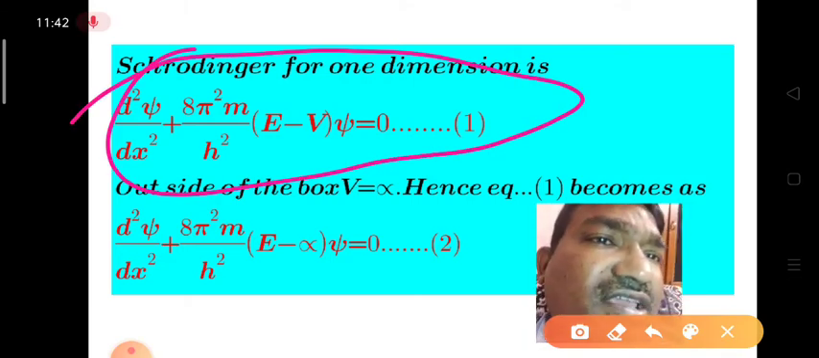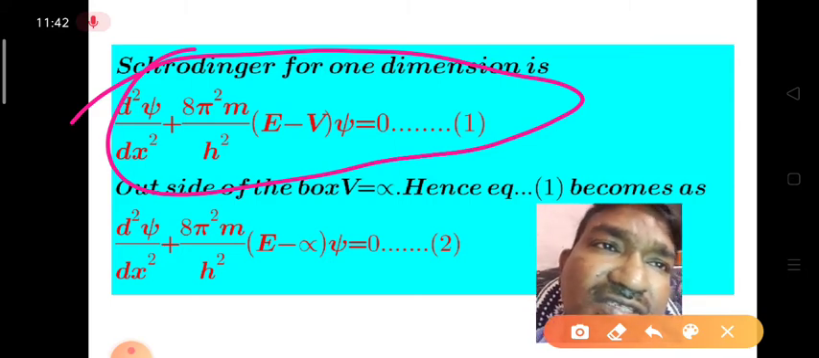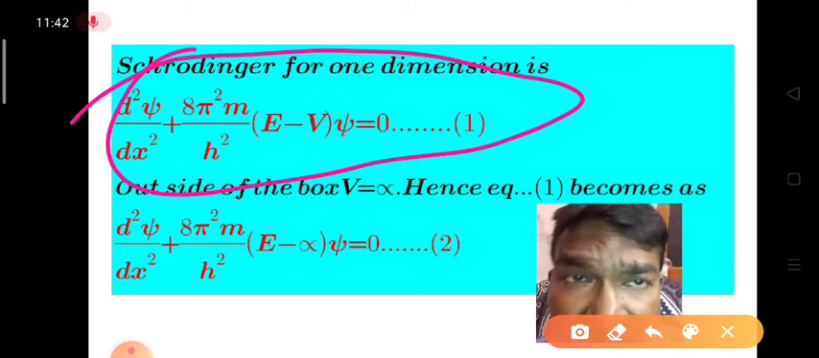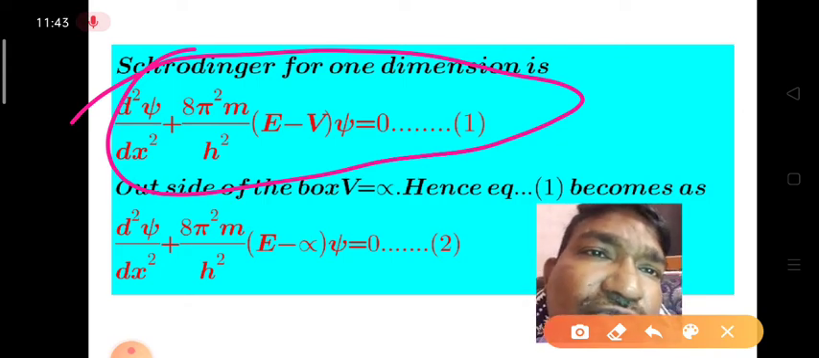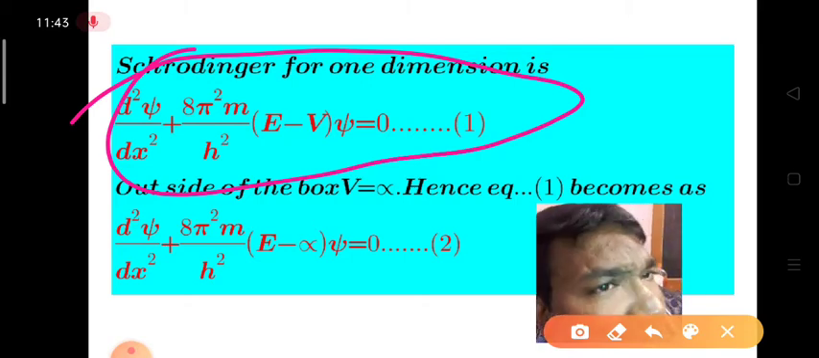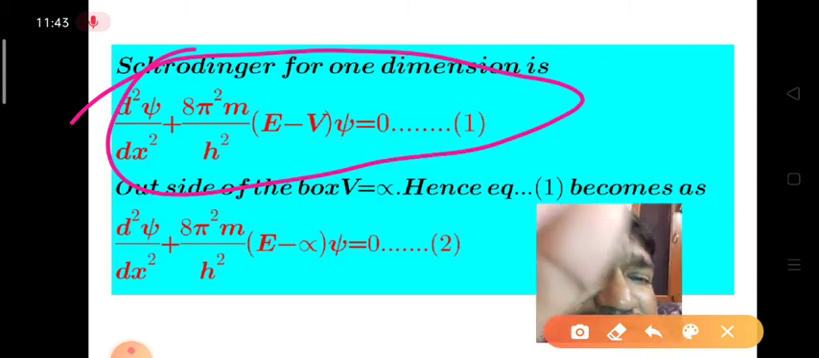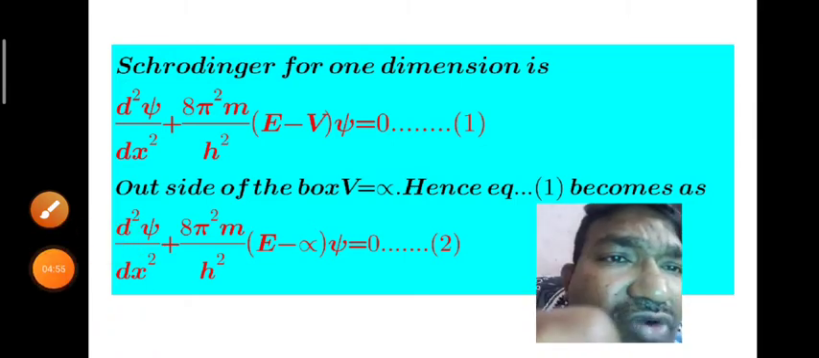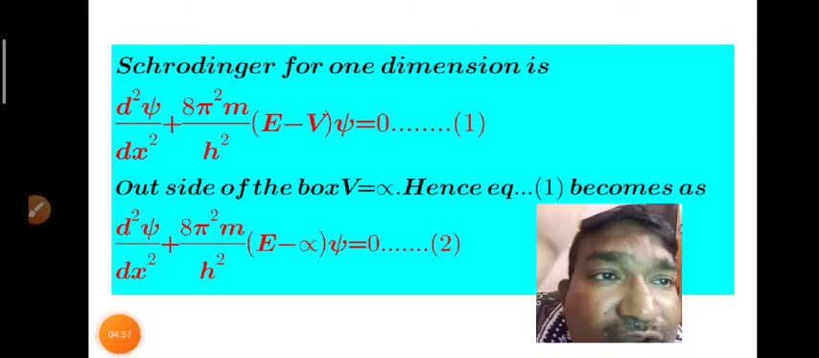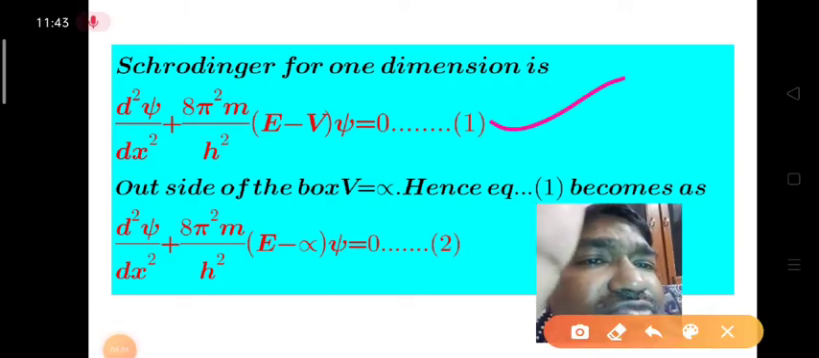Now we consider equation 1. We know that V is the potential energy and m is the mass of the particle, whether it may be an electron or another particle, and h is the Planck constant. Psi is the amplitude of the electronic wave. Now we apply the conditions and check how this Schrodinger equation changes. As we have already stated, outside the box the potential energy is infinity. So as a result, equation 1 becomes like this.